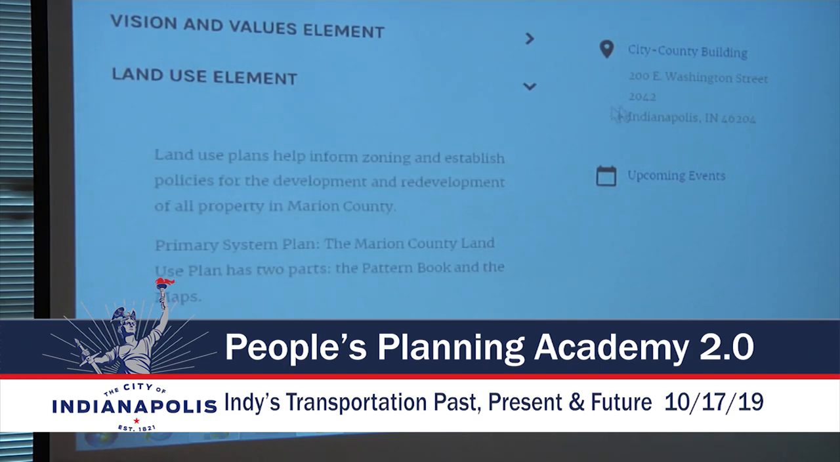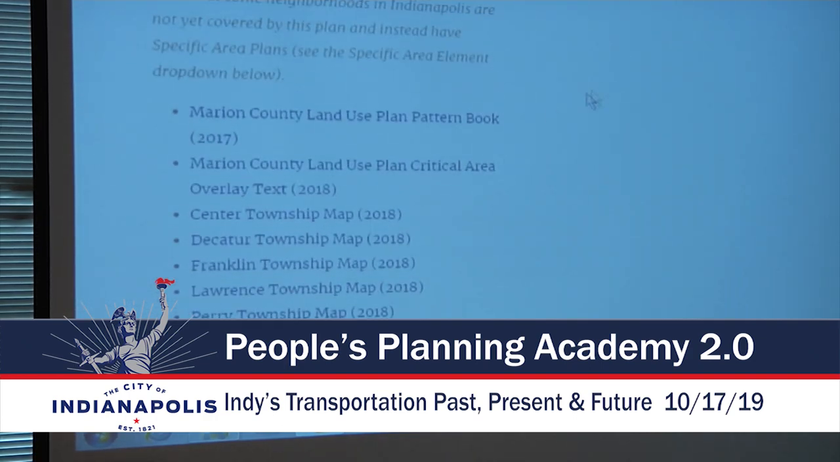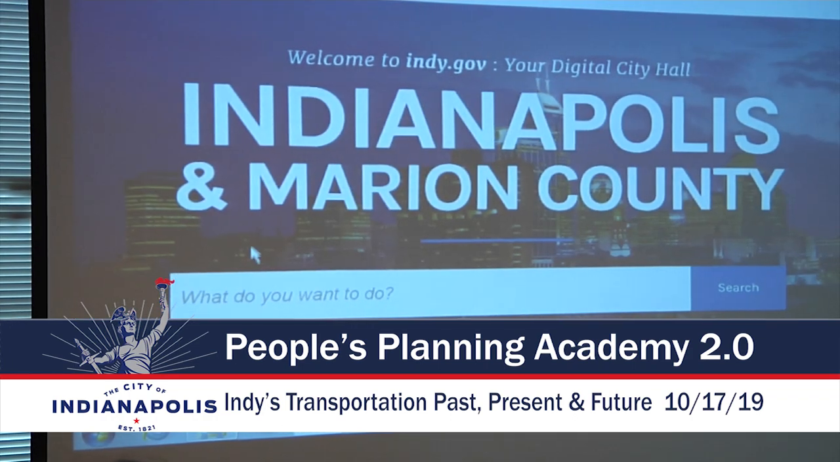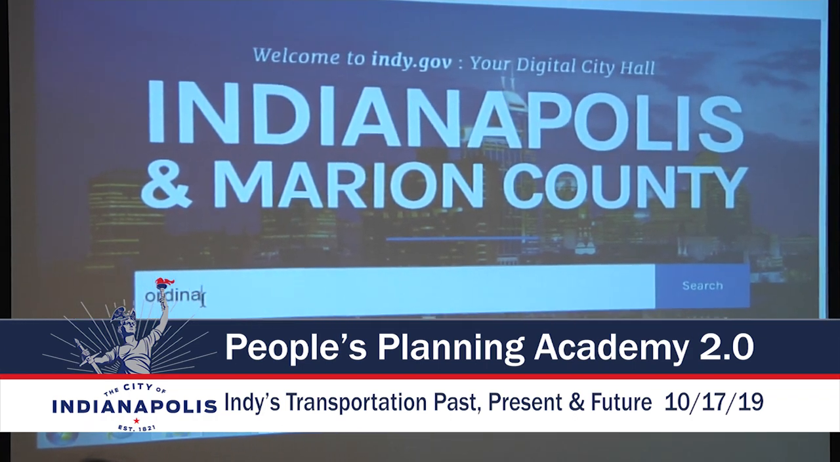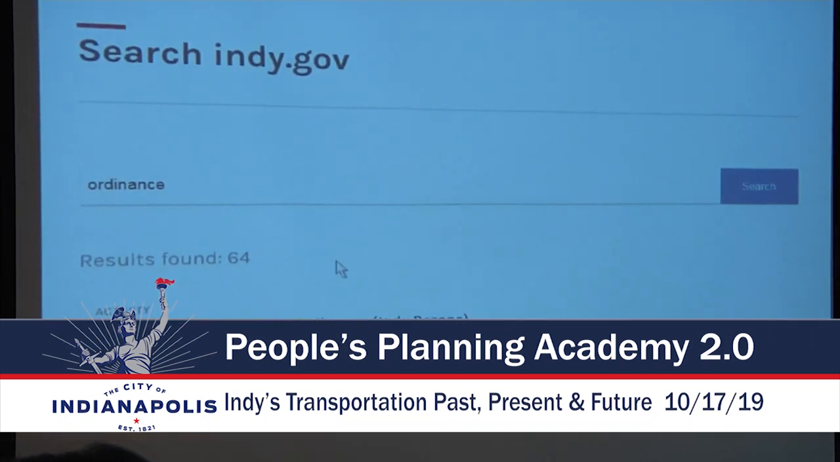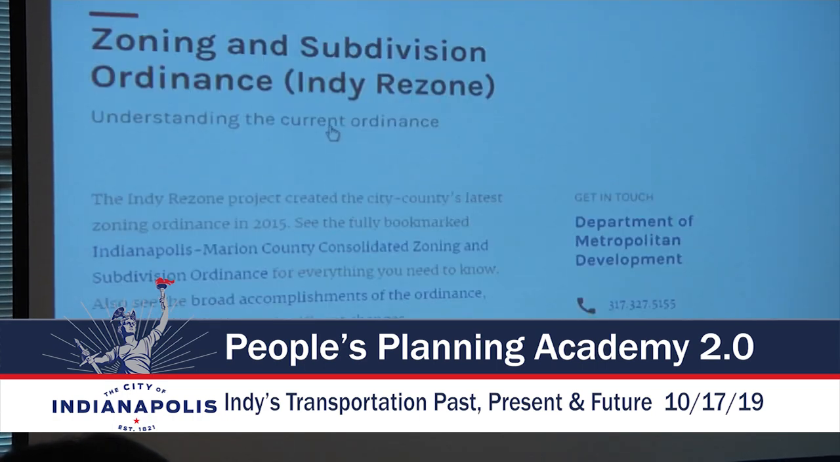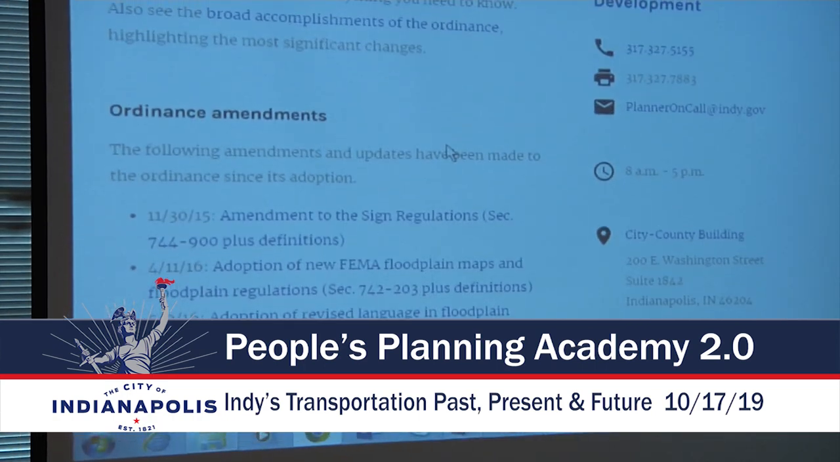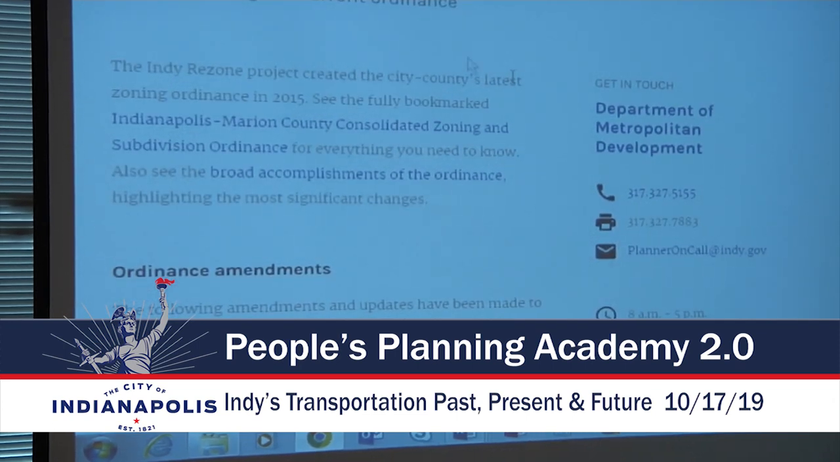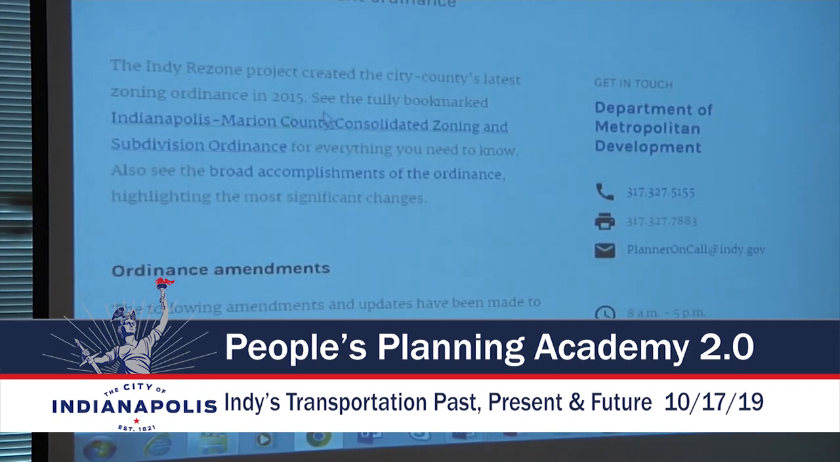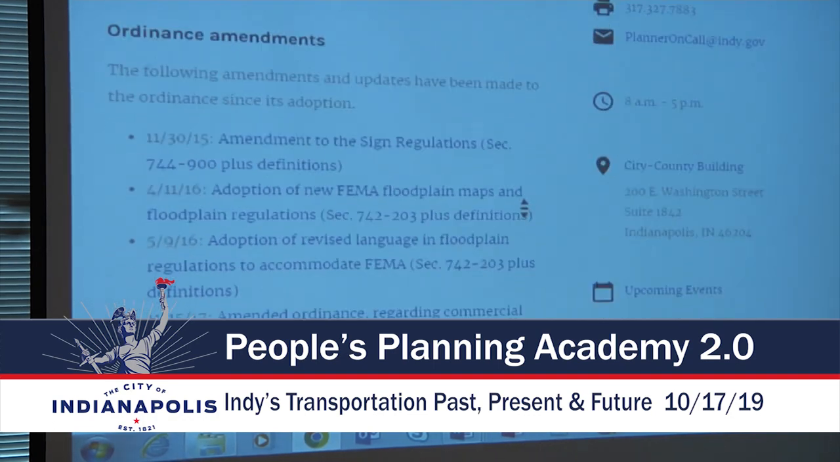So for land use, the Marion County Pattern Book is the first thing you see up here. And if you want to actually look at the map of your township, you can locate your township too. The search engine works the same way for the ordinance. Go there, it's the zoning and subdivision ordinance, also known as Indy Rezone. You can click it. And if you want to look at the whole thing, it's right here, this first link in the text. There are also some other amendments that you can look at.